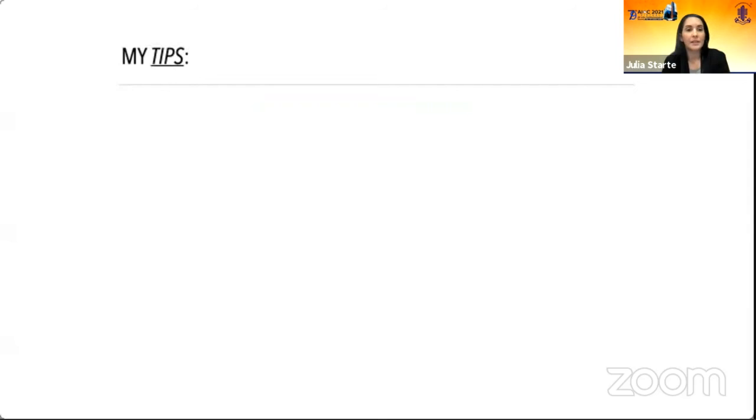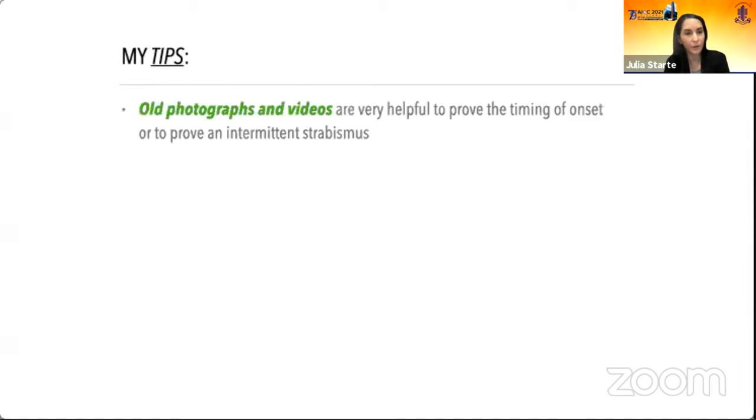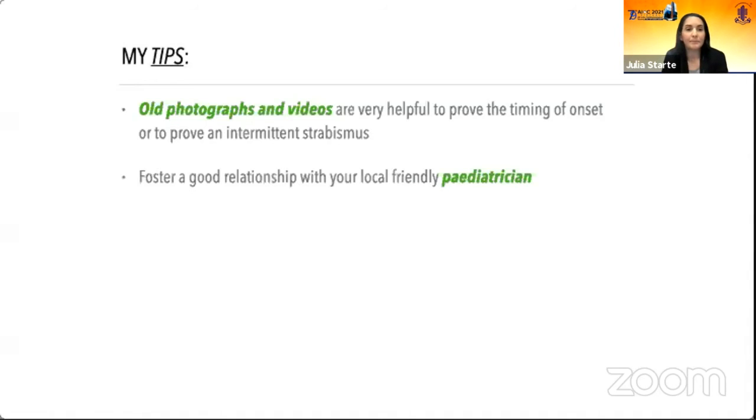So my top tips for when to scan strabismus are old photographs and videos. We live in an age where every parent has an iPhone or some sort of device, and thousands of videos and photographs. They're extremely helpful to prove the timing of onset of these strabismus syndromes, and also to prove that there is a strabismus sometimes when you can't see it in your office, when it's an intermittent strabismus.